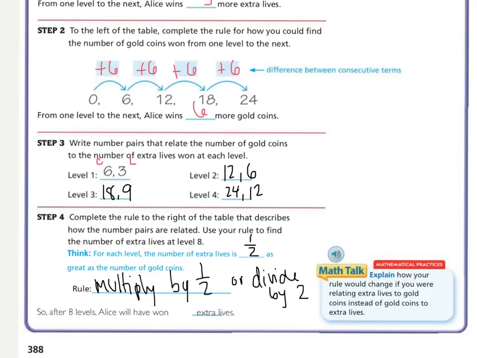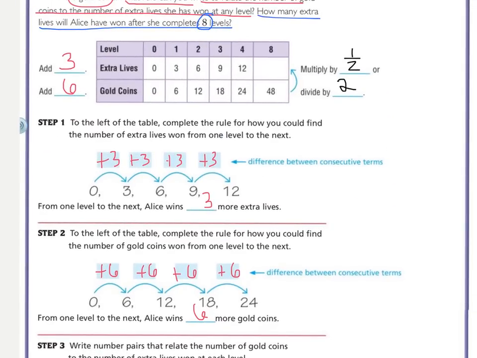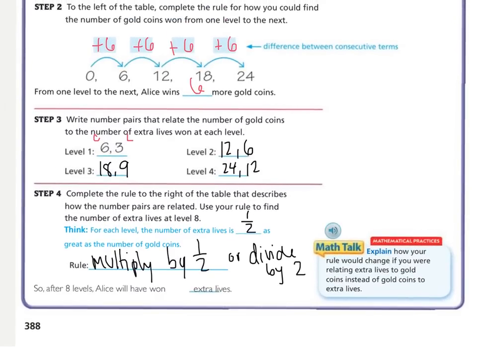So now that we have our rule, let's think about after 8 levels. If we look back up at our table right here, I notice I'm going back to where my information is a lot. I could keep counting by 6s, but we know that it's adding 6 each time, so 6 times 8 got us 48 coins. And if we're multiplying by a half or dividing by 2, because that's the same thing, how many extra lives are we going to have? What is one half of 48? It is 24. So that means after 8 levels, Alice will have won 24 extra lives.